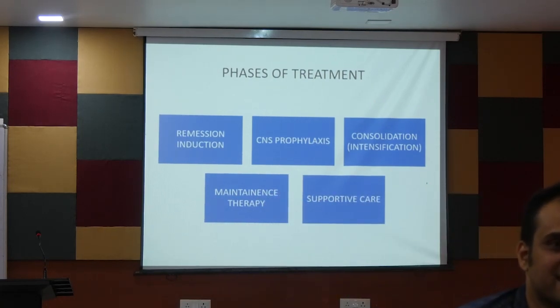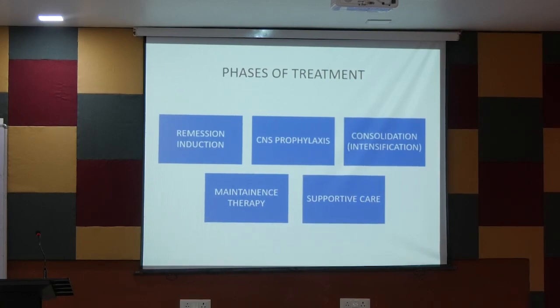Why CNS prophylaxis is given: because the CNS is a site which harbors maximum leukemic cells. When remission induction is given, the drugs used in remission induction cannot penetrate the blood-brain barrier. Because they cannot penetrate the blood-brain barrier, if any leukemic cells harbor themselves in the central nervous system, in the CSF, these drugs are ineffective. That's why CNS prophylaxis is given.